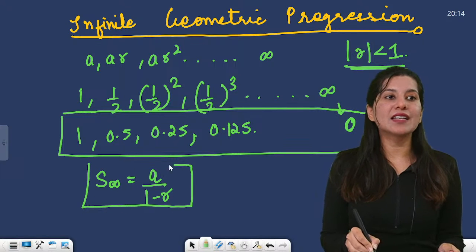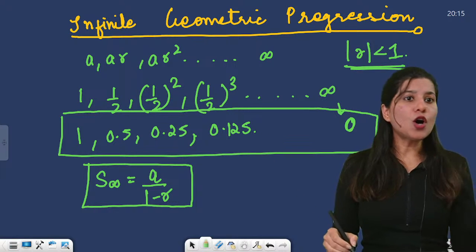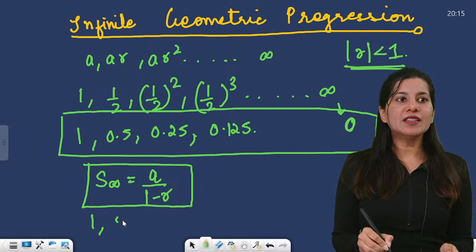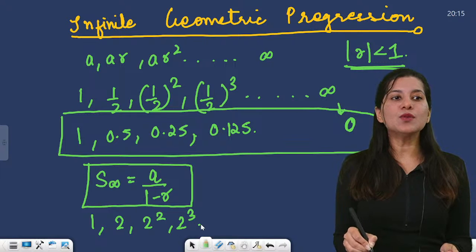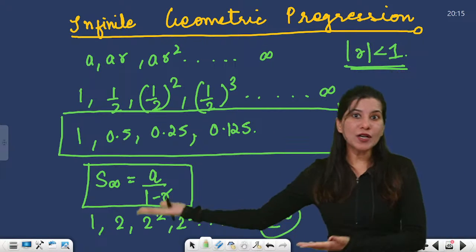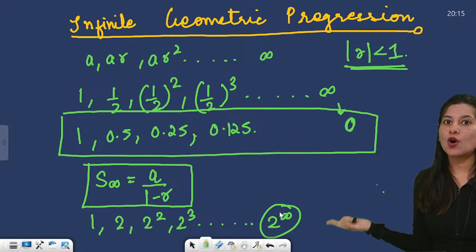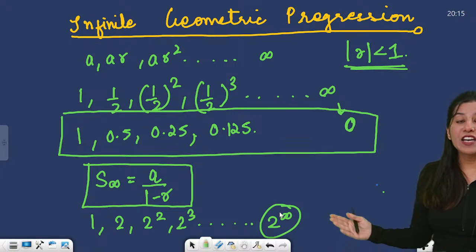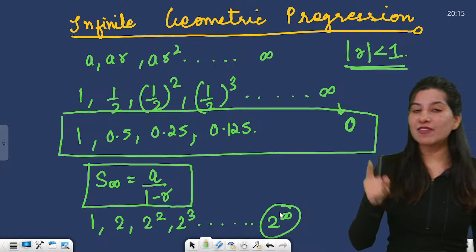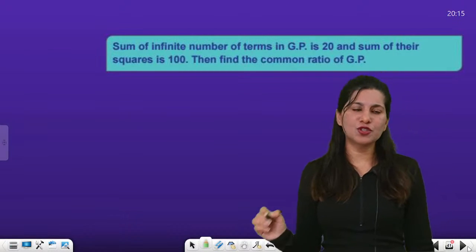A upon 1 minus r is the formula of sum of an infinite geometric series, right? We will never talk about infinite terms of a series where 1, then 2, then 2 square, then 2 cube. Can you see? Last term will be 2 raised to power infinity, so the sum of all these terms will give you infinity only. So it will make no sense to talk about the sum of infinite terms where your common ratio is greater than 1. Always understand that whenever you talk about infinite geometric progression, your common ratio should be a fraction, either positive or negative, but it should be a fraction.